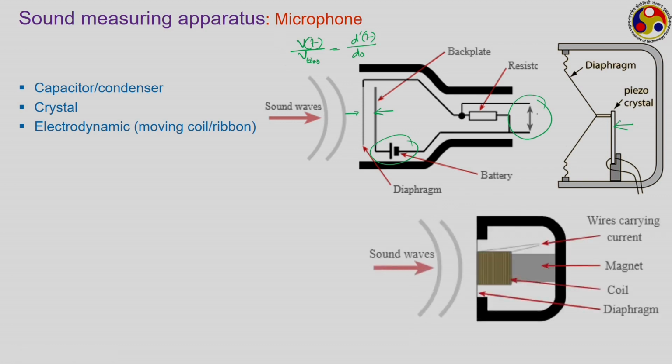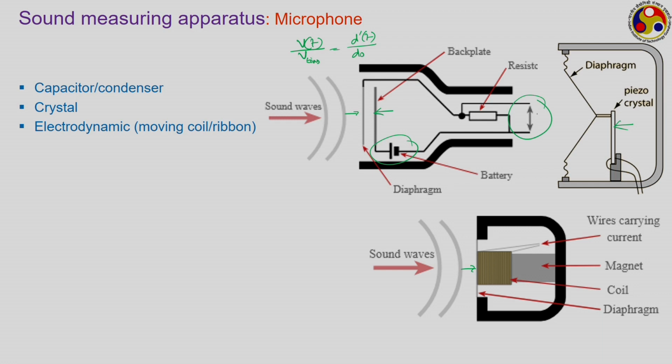The third kind of possibility is an electrodynamic one, where we have a permanent magnet creating a magnetic field, and there is a coil which is connected to this diaphragm. Now, because of the movement of the diaphragm, the coil keeps on moving around the permanent magnet. Of course, the coils are charged by electrical current.